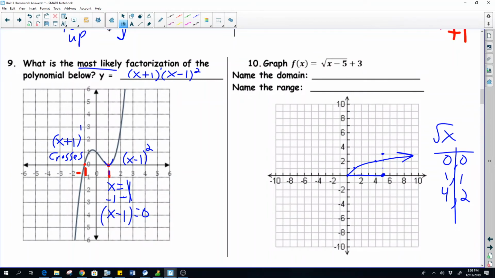Awesome. Over 1, up 1. Remember that? Over 1, up 1. And over 4, up 2. 1, 2, 3, 4, up 2. And so there's our graph.